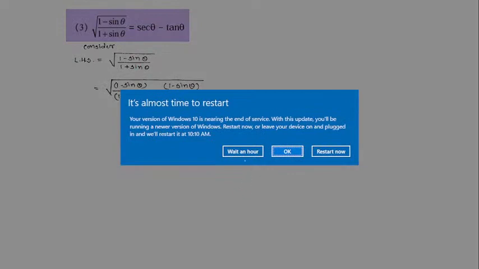Now to solve this question, we have started with the left hand side, and to get the right hand side we have to multiply both its numerator and denominator by the conjugate of the denominator, and the conjugate of the denominator is 1 minus sin theta. So 1 minus sin theta divided by 1 plus sin theta as it is, into 1 minus sin theta divided by 1 minus sin theta. As we have done here, because 1 minus sin theta is the conjugate of 1 plus sin theta.